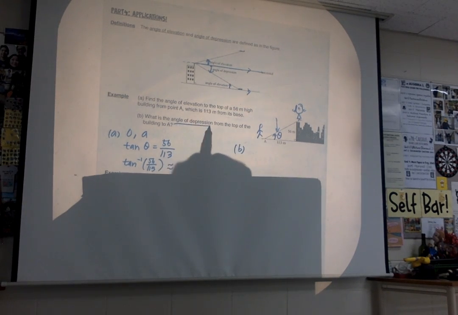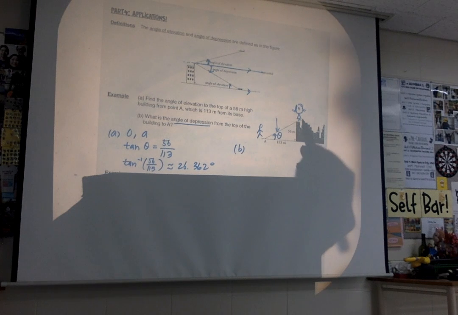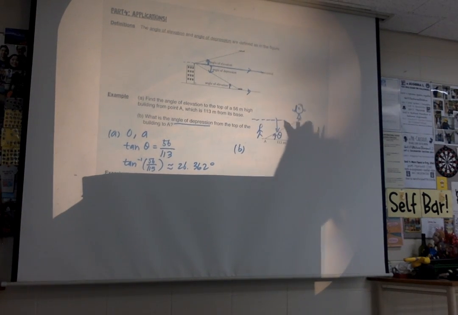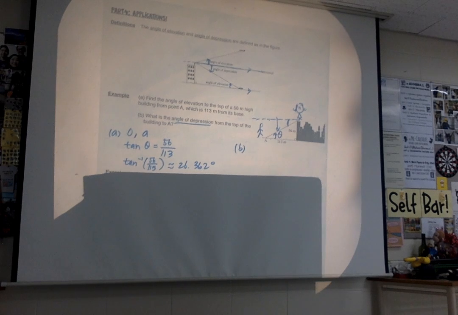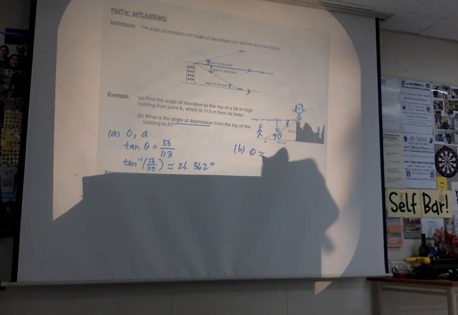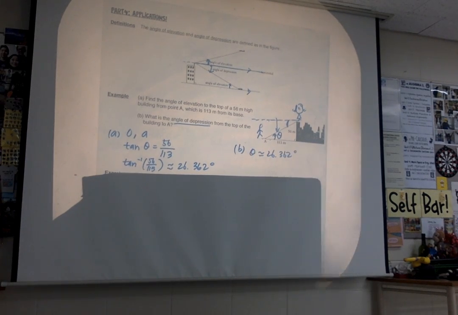What is the angle of depression from the top of the building to A? So I'm also checking you out. That means we're looking for this angle here. And we just agreed that these angles are congruent because they're parallel to the same things. So that's also theta. It's going to be 26.362 degrees. It's the same thing. Let's go to the next question.